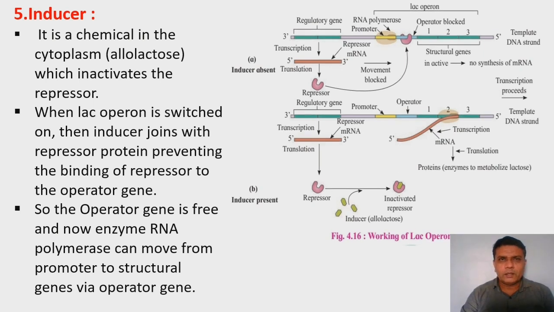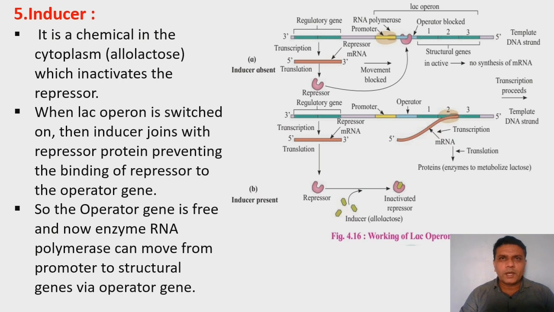So we have seen the role of different components in the working of the Lac-Operon model. The components were: the first one was the regulatory gene, the second one was the promoter gene, then the operator gene, then the structural genes. So these are all the components of the Lac-Operon model and carry an important role during the metabolism of lactose inside the bacterial cell, that is Escherichia coli.